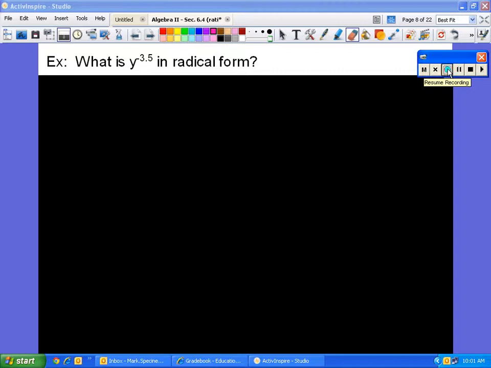How to convert that to a radical. And that is y to the negative 3.5 power. Seems pretty ugly. Negative 3.5. Ew.